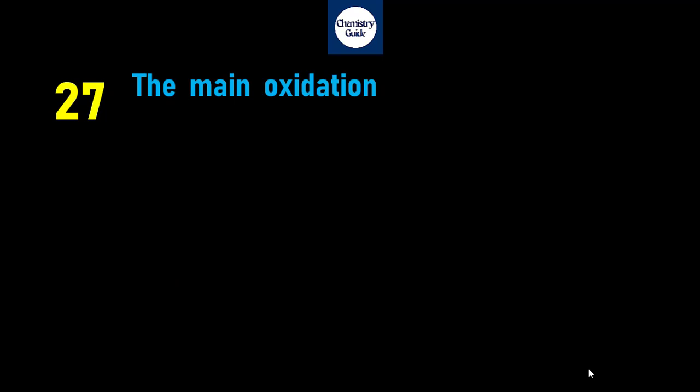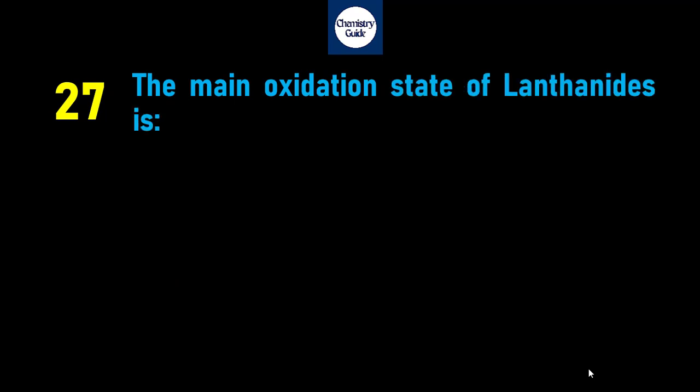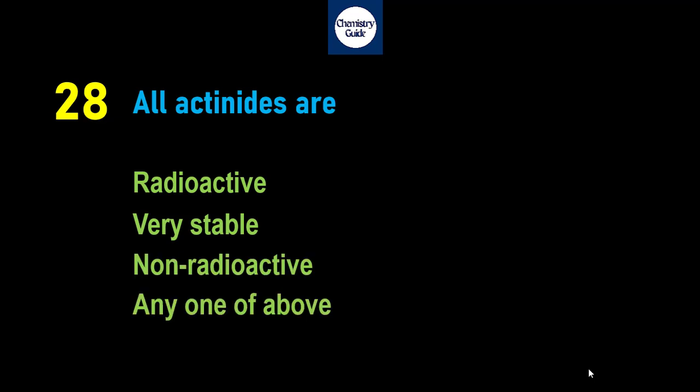MCQ number 27. The main oxidation state of lanthanides is +2, +3, +4, +2 and +3. The right answer is +3. So the main oxidation state of lanthanides is +3. We have already observed this in previous MCQs. All the actinides are radioactive, very stable, non-radioactive, any one of above. All actinides are radioactive.